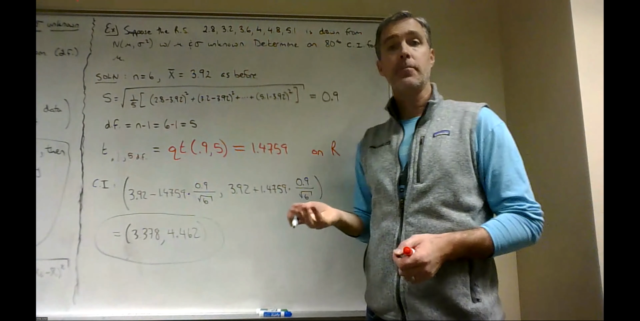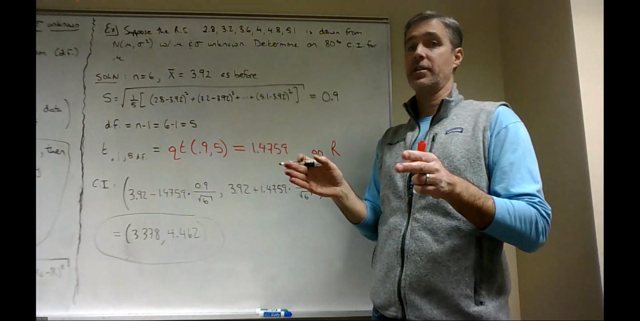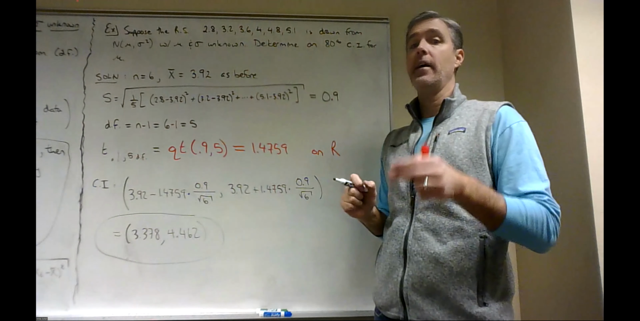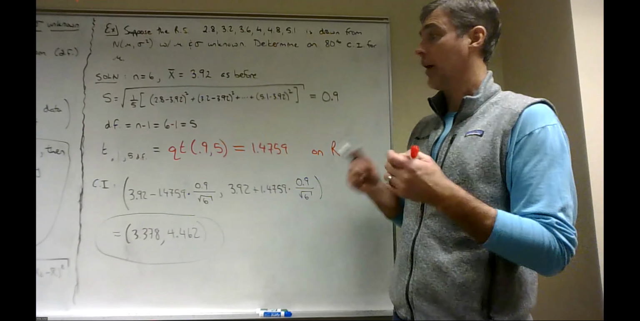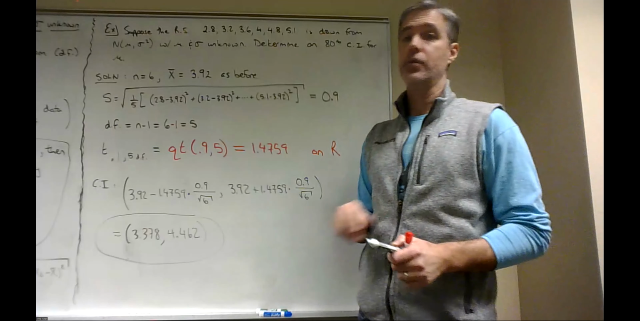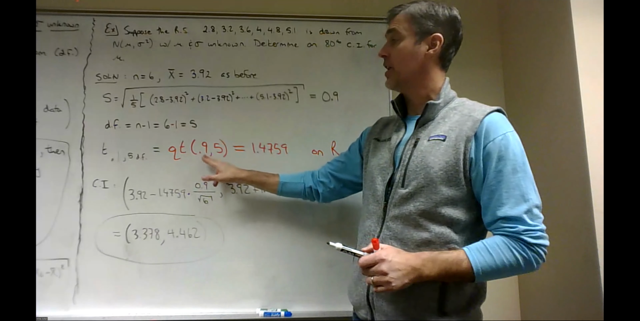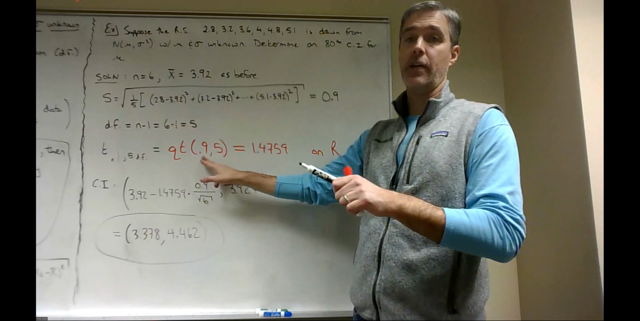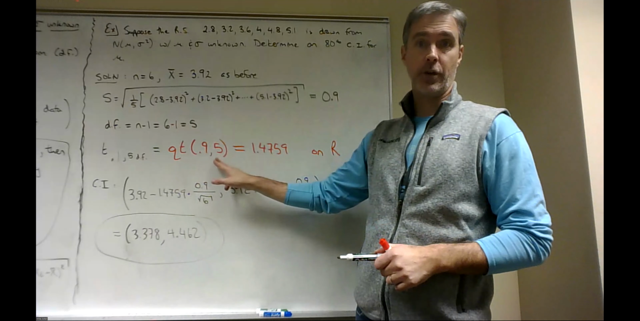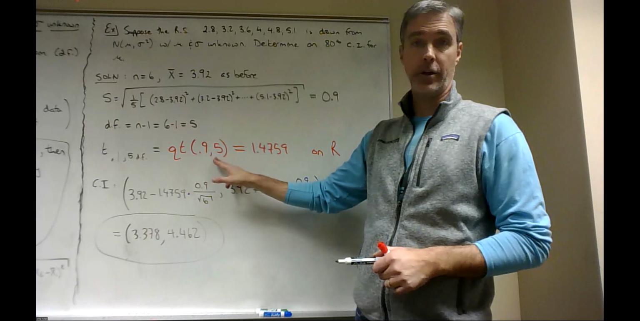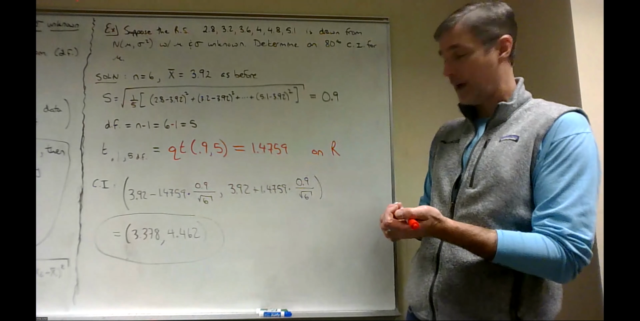80% means alpha is 20%, so half of that is 10%. So I'm looking for the spot where there's 10% of the area of the t-distribution above the spot, and 10% of the t-distribution below minus that value. Here's how I do it. I always use R. I'm looking for the quantile of the t-distribution, the 90% spot, so 90% of the area is to the left of the spot, leaving 10% to the right of it, and 5 is the degrees of freedom. So I give it the quantile and the degrees of freedom. Type that into any R shell you like, and you should get 1.475.